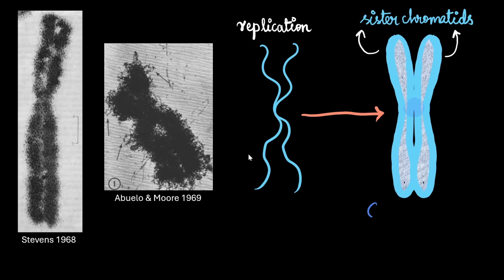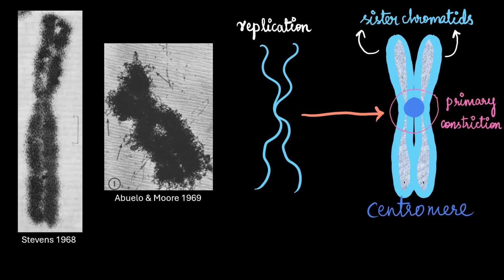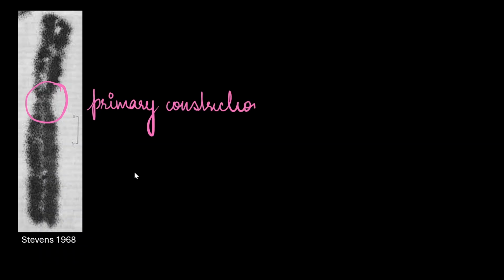They are held together at a spot called the centromere. The centromere is found in a narrow portion of the chromosome called the primary constriction. On either side of the centromere, we have a disc-shaped protein called the kinetochore. Kinetochores are very important during cell division because they are the attachment sites of spindle fibers that help in splitting the genetic material. So we have our primary constriction.